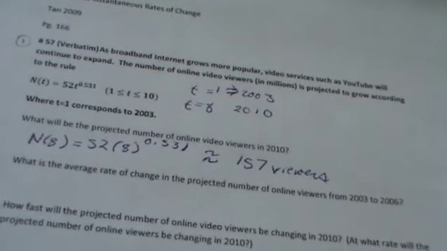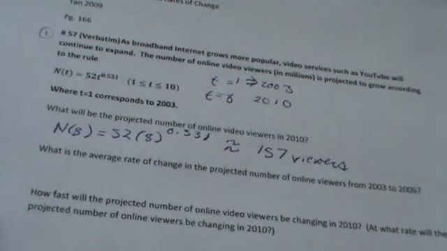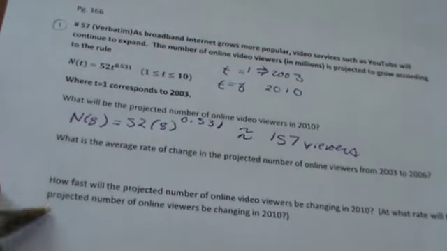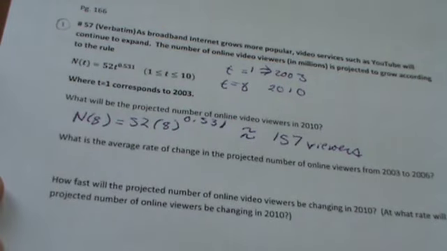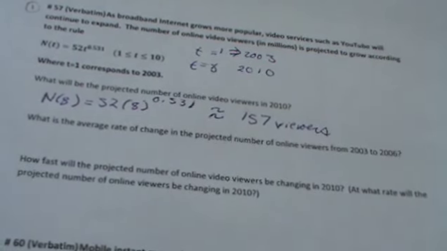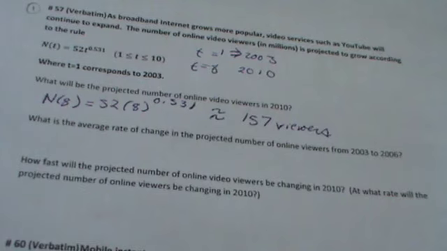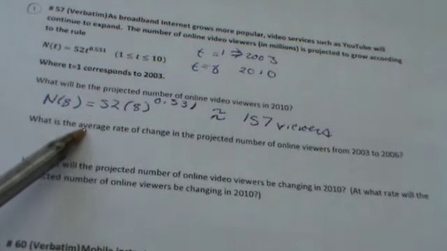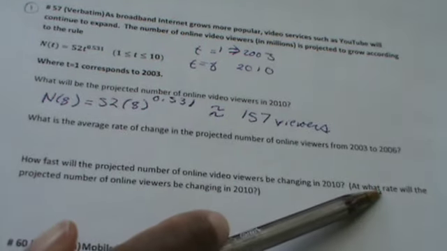Okay. The next question says, what is the average rate of change in the projected number of viewers from 2003 to 2006? And then the question after that says, how fast will the projected number of viewers be changing in 2010? Another way of saying that is, at what rate will the projected number of online viewers be changing in 2010? All right. Now, you really need to be paying attention to these because they are talking about different types of rates of change, right? Both of them say rate of change. This says rate of change, but this one says average. And this one doesn't have a specific description in front of the rate of change.